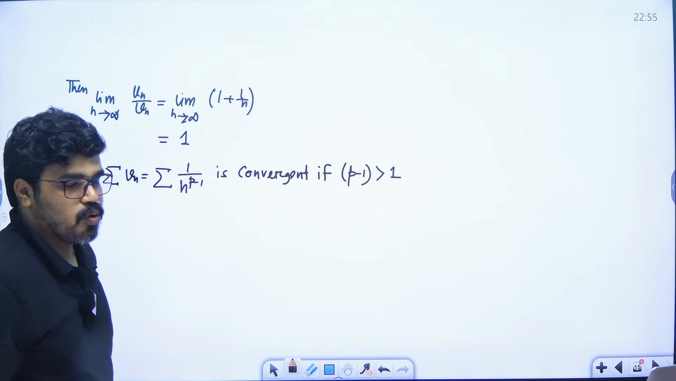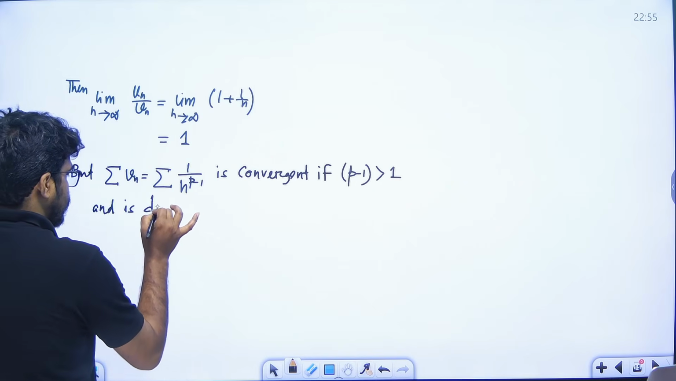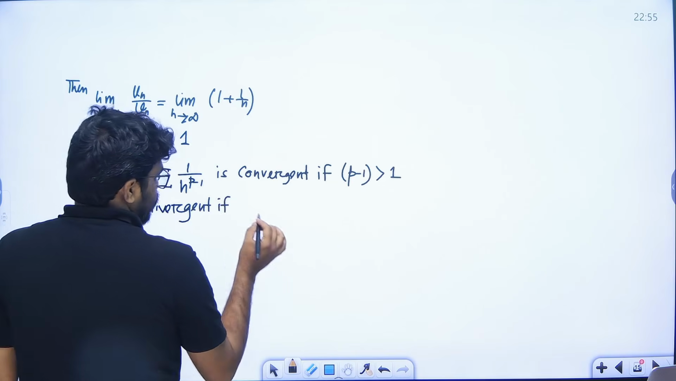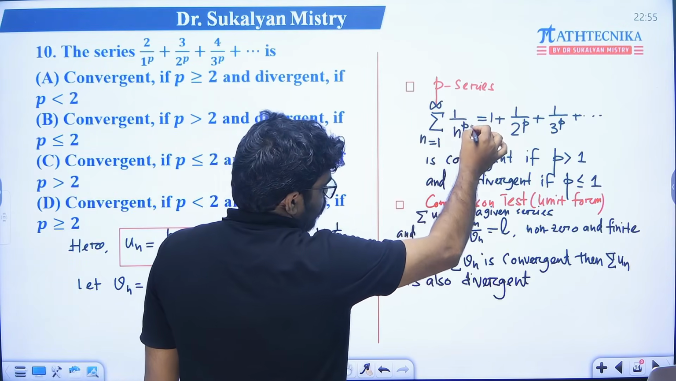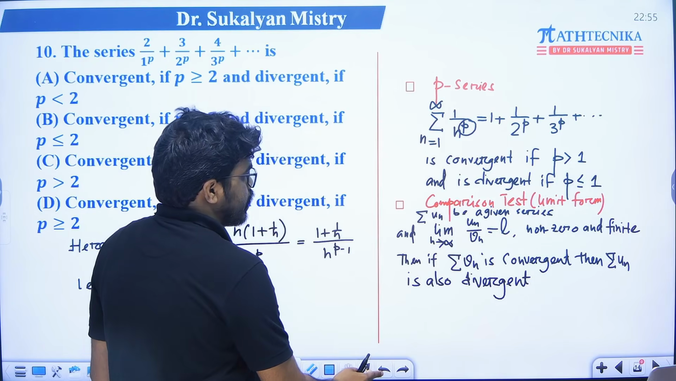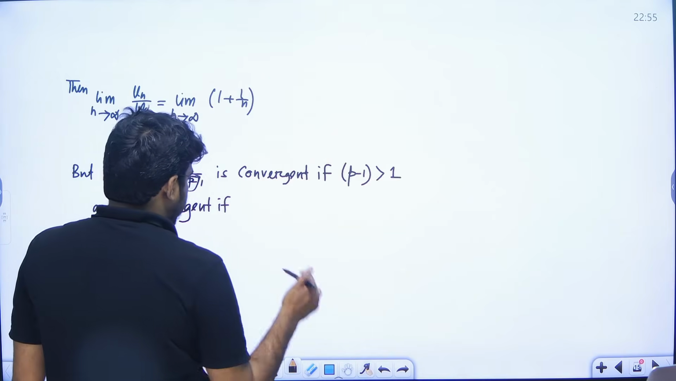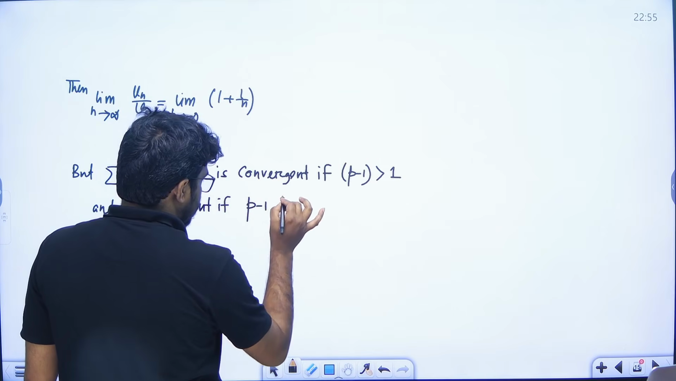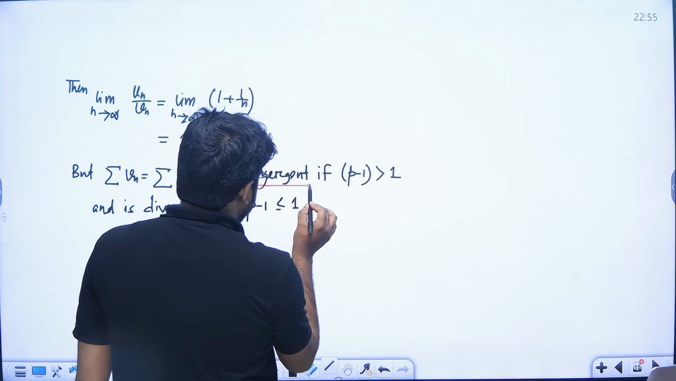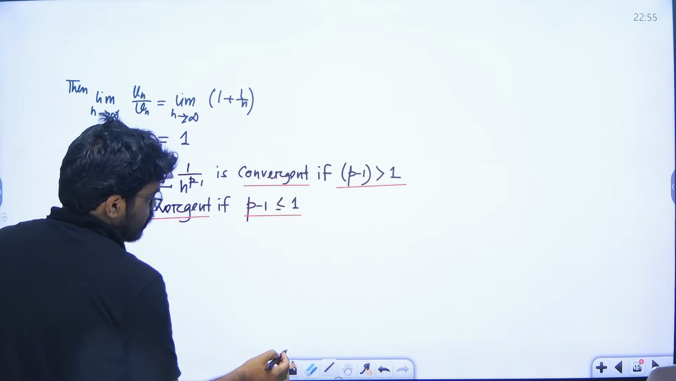Clear? Okay. And it is divergent if summation 1 by n to the power p. So this is divergent if p is less than or equal to 1. ঠিক, if p is less than or equal to 1. What is p here? Here p is p minus 1. So if p minus 1 is less than or equal to 1, okay, clear? So this is convergent if this is greater than 1, and this is divergent if this is less than or equal to 1. So ultimately, what does it mean?